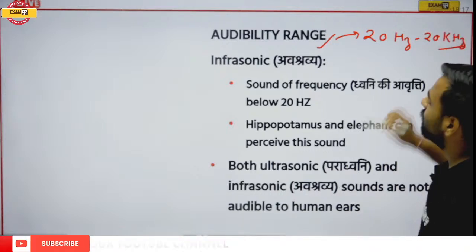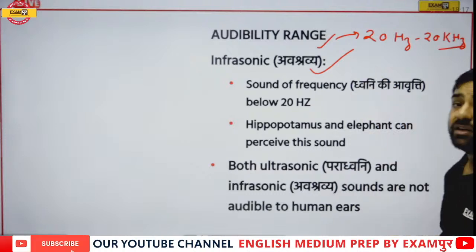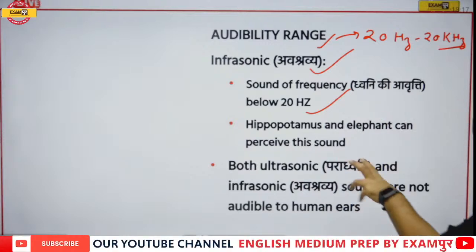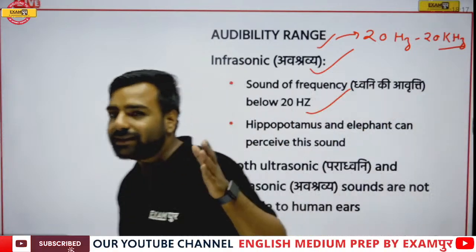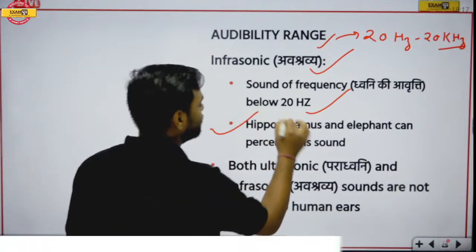But we are talking about infrasonic right now. For infrasonic waves, we have a sound frequency below 20 hertz. So who would be the example? Here the example would be the hippopotamus. So hippopotamuses and elephants perceive this sound.